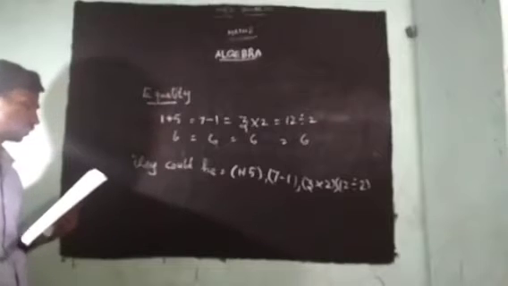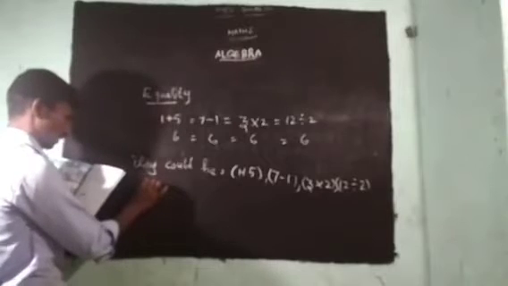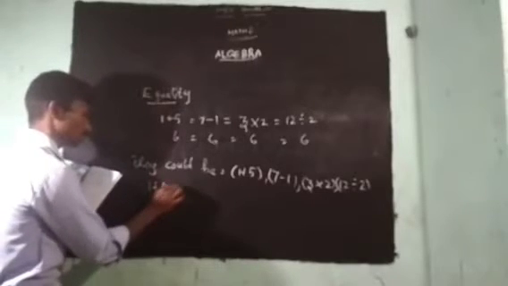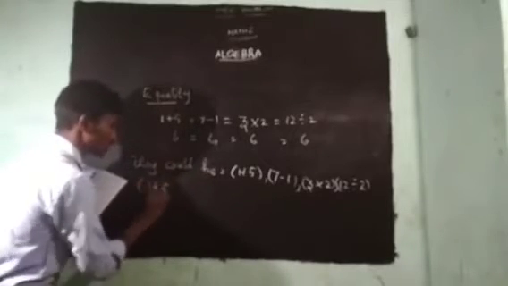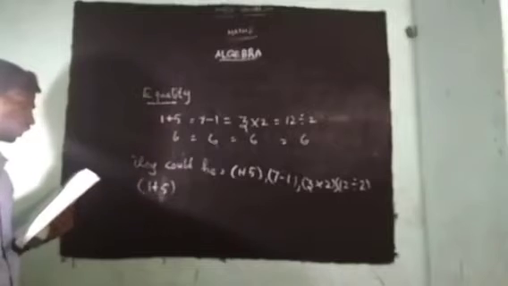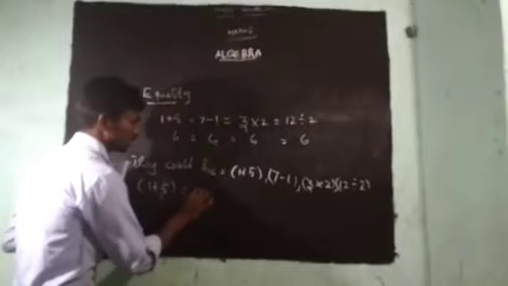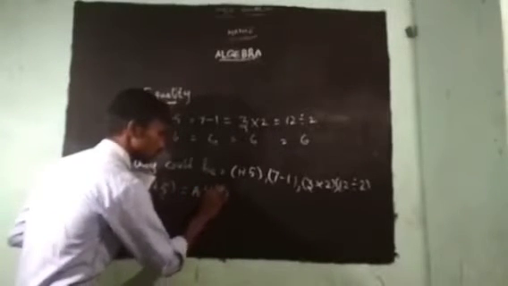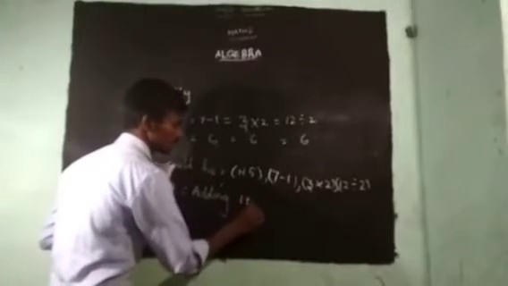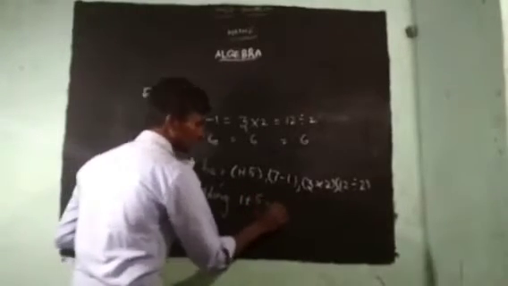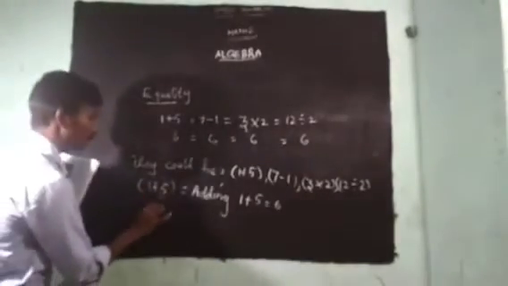Look first. 1 plus 5 means what? 1 plus 5 means adding, we know that already. It is a simple addition. So it is 6. In the same way, 7 minus 1.